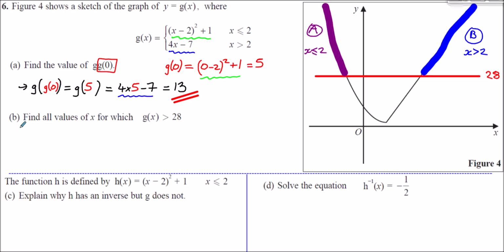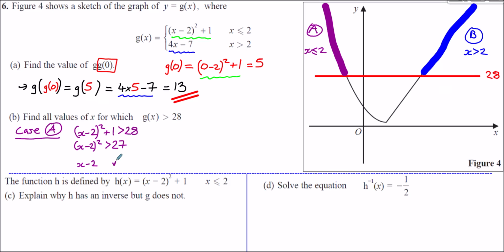So for case A, looking at this top one, we've got (x minus 2) squared plus 1 must be bigger than 28. This can now be rearranged. So if I take 1 from both sides, I can see that (x minus 2) all squared needs to be bigger than 27. Now if I consider square rooting both sides for a second, this side will become x minus 2, obviously. This side will become root 27.